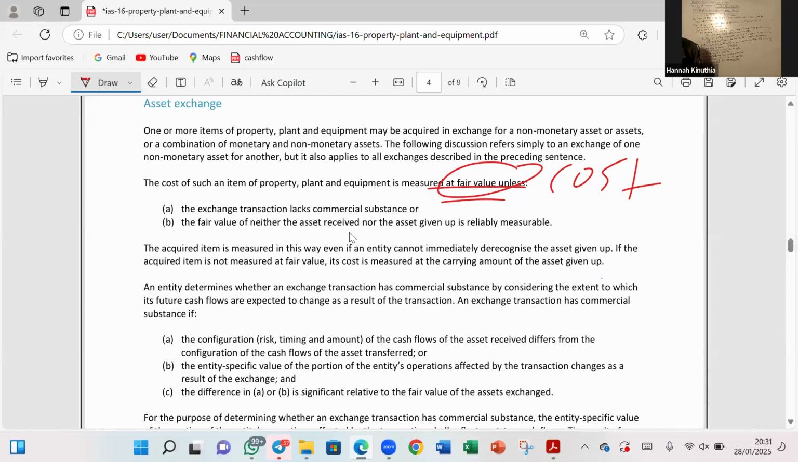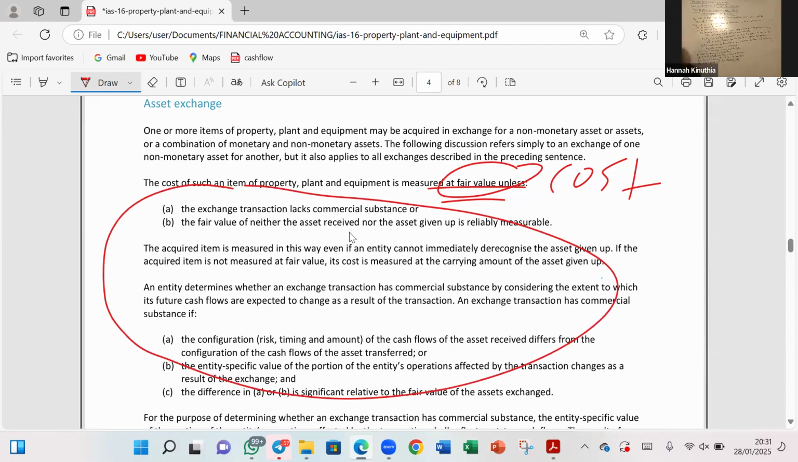The rest of the items, all these other items, you shall do in advanced level. So in this case, we are not interested in that one. We are interested in the measurement of asset exchange. So it is measured at the fair value only.